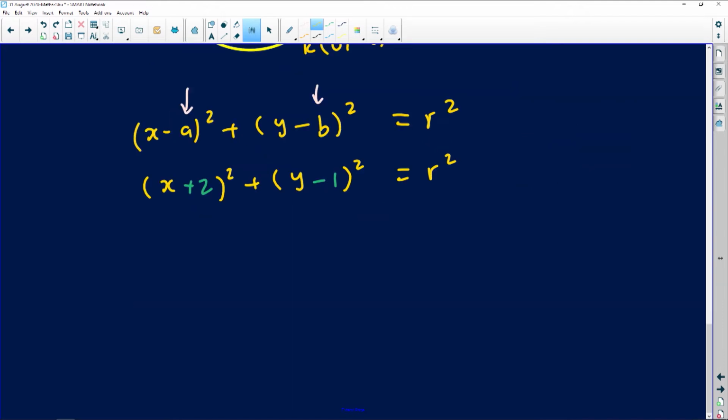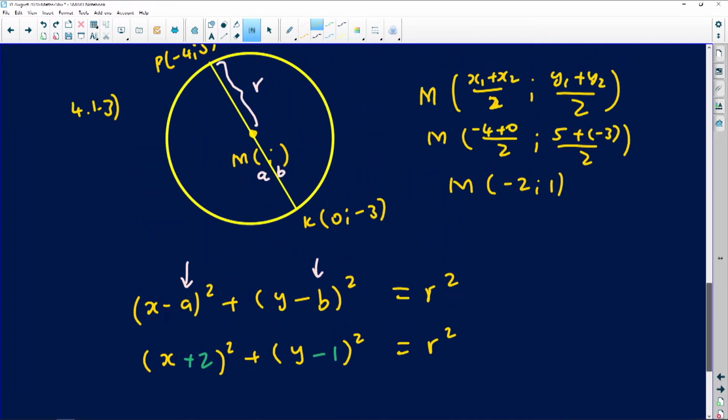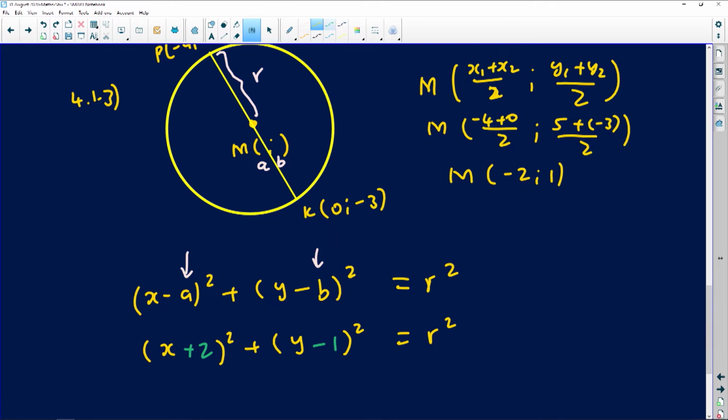Now, I'm interested in finding the value of r. So the smartest way of working with that, if you don't want to use the distance formula to calculate the length of the radius, is to just pick any point of interest and substitute for x and y.